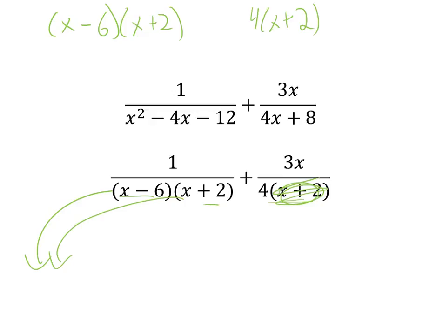And then 4, is there a 4 in the other one? No, so that gets dropped down as well. So our least common multiple would be 4 times x minus 6 times x plus 2.